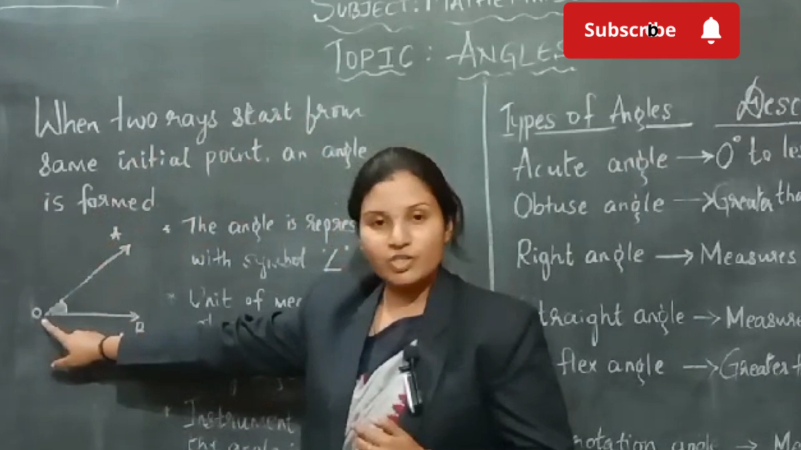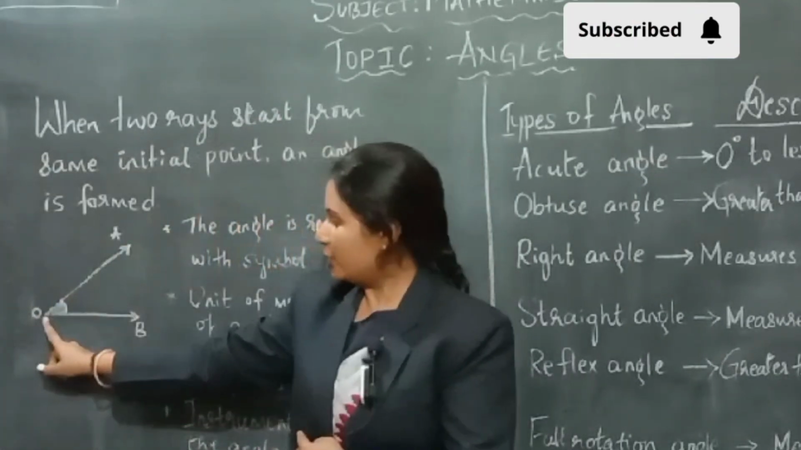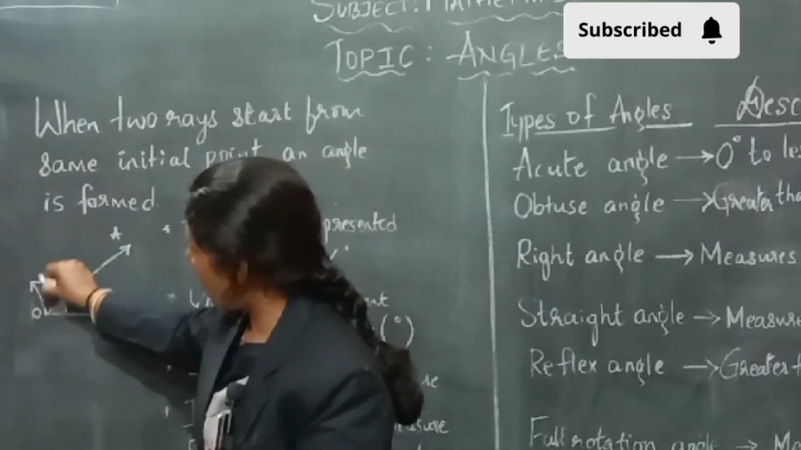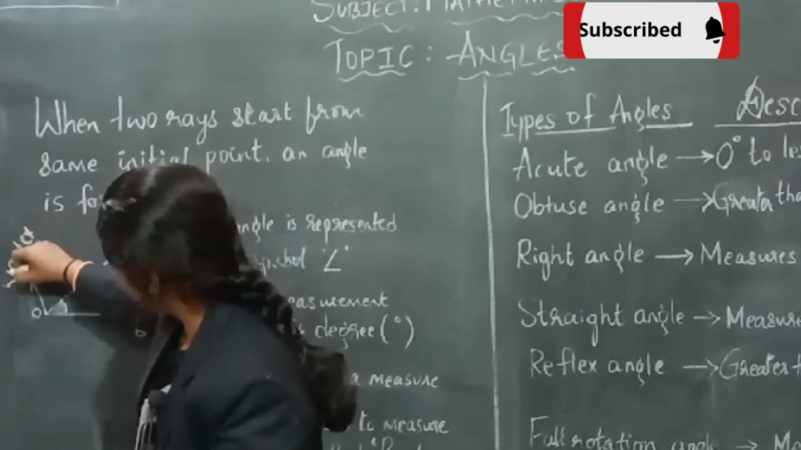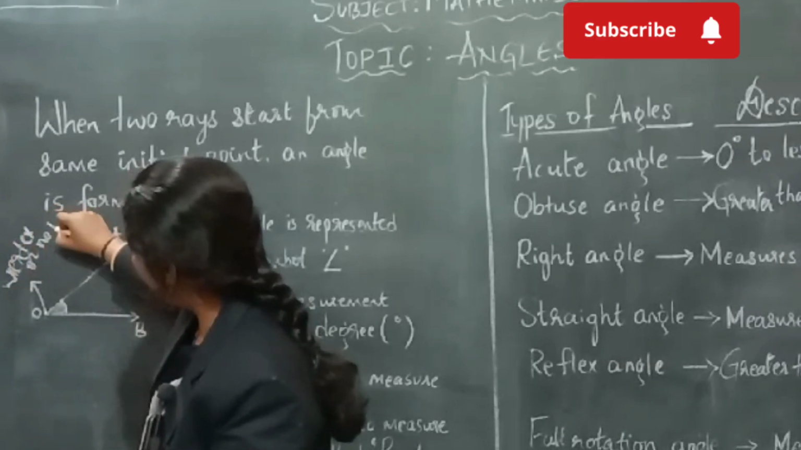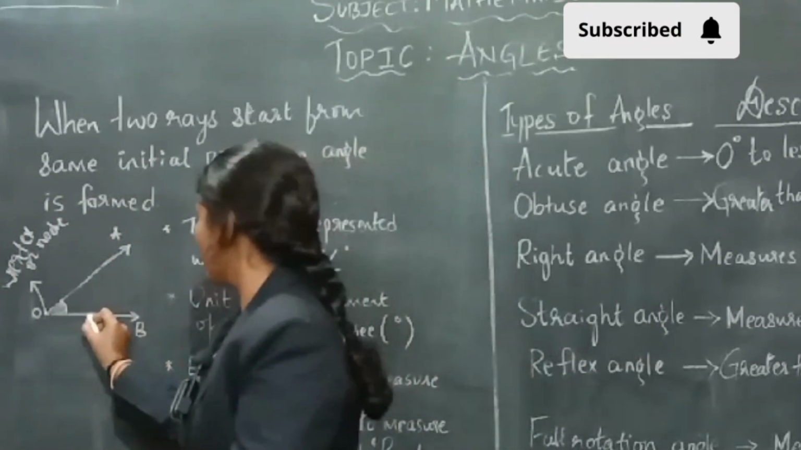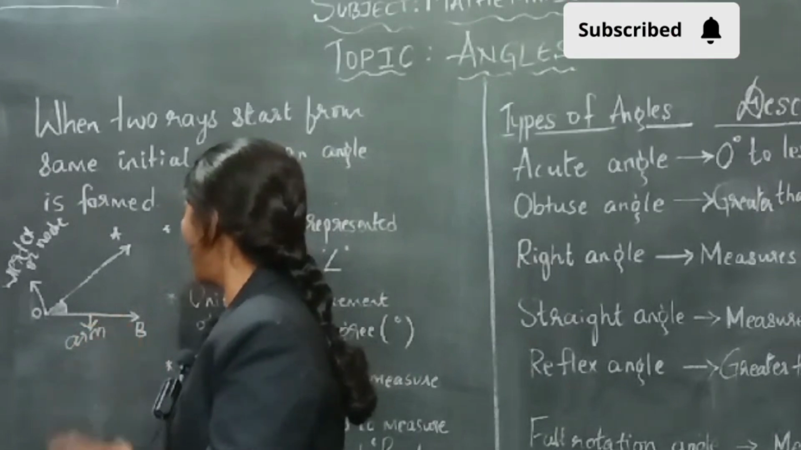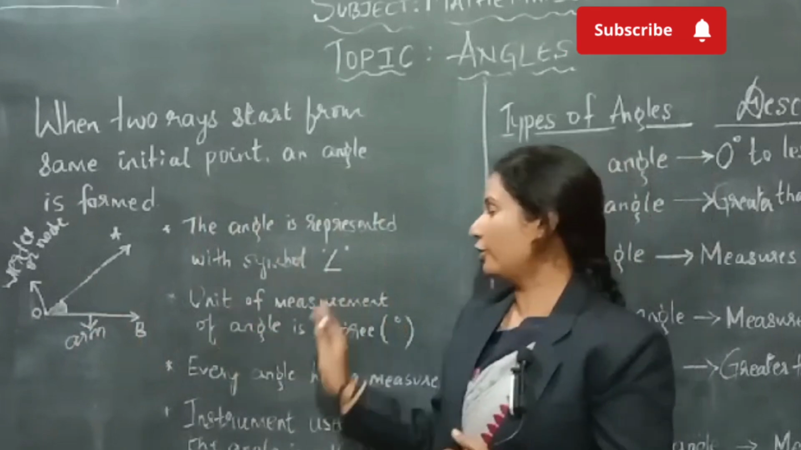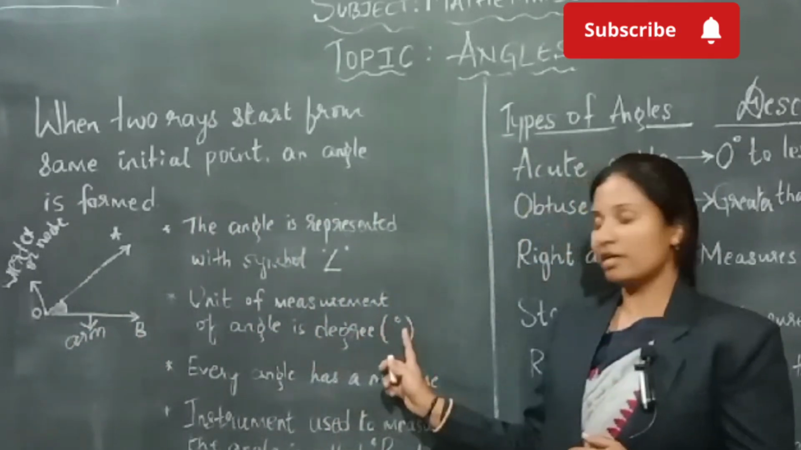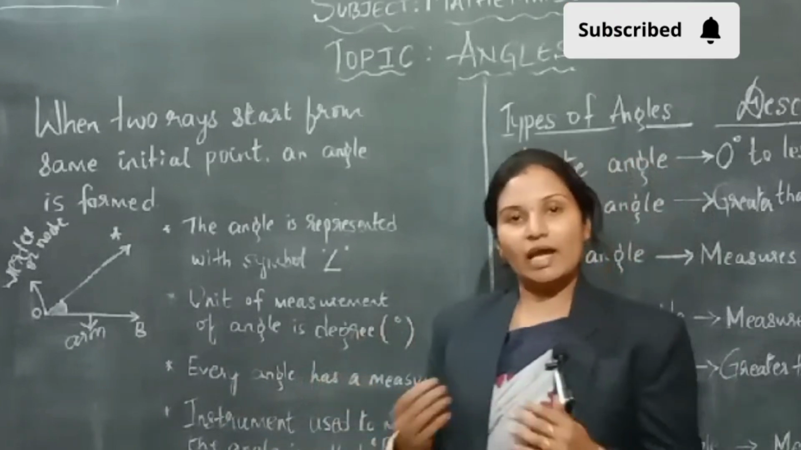See, this is the initial point. These are the two rays. This initial point or the common point is called the vertex or it's known as a node, and these two are called the arms of the angle. These are the arms of the angle. The angle is represented with this symbol, and the unit of measurement of angle is degree, which is represented with this symbol. Every angle has a measure, which means we can measure each and every angle formed.